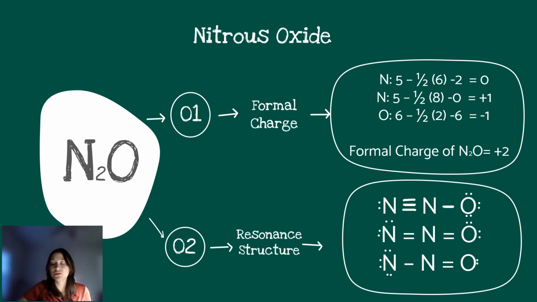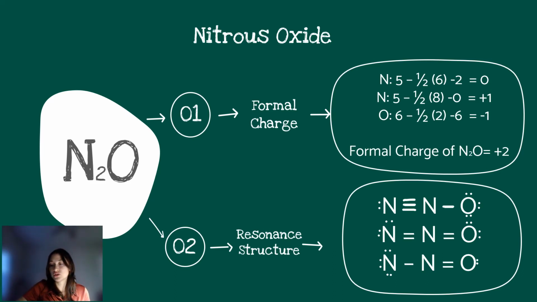Now let's take a look at the resonance structures of nitrous oxide. As we can see, the bonds and the unpaired electrons can change places between the resonance structures, but what can never change is the number of electrons in the molecule. In this case, it is 16.